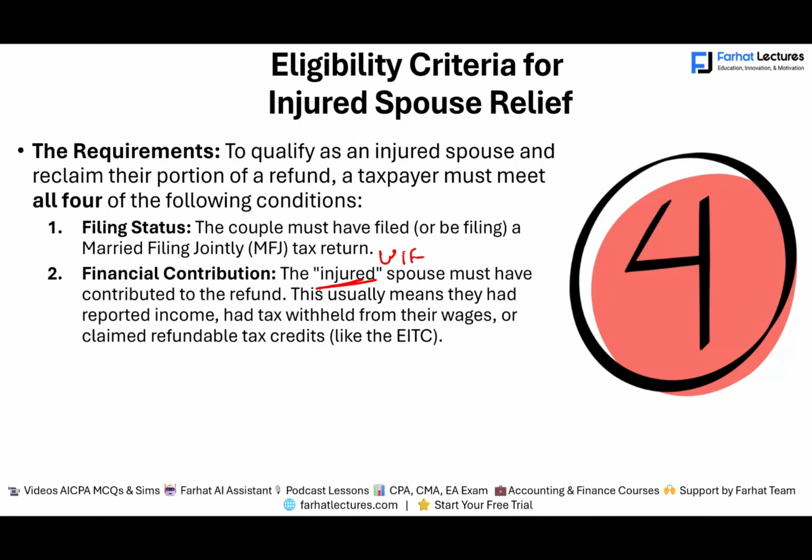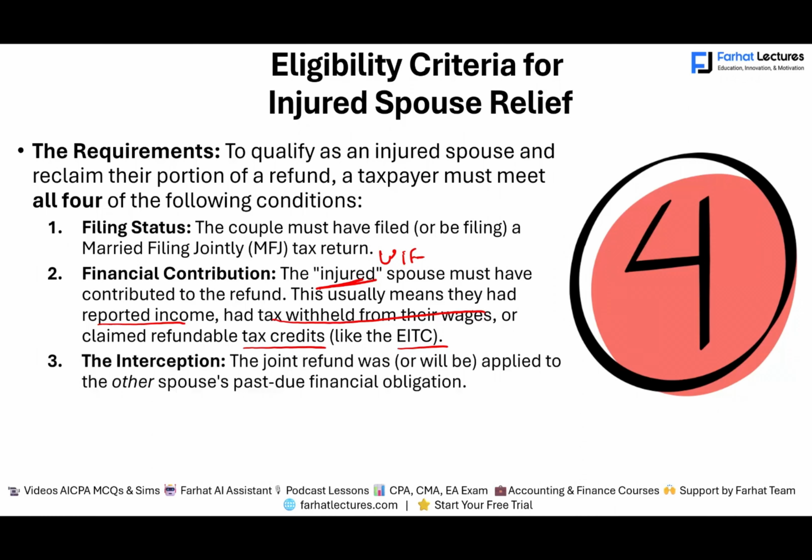Second, the injured spouse, and we're going to assume here it's the wife, must have contributed to the refund. So you cannot tell them don't take the refund unless the refund is truly yours. You qualify for that refund. This usually means that they had reported income, had tax withheld from their wages, or claimed some sort of tax credit, like the earned income tax credit, under their name. So the wife here qualified. If the wife filed separately, she would get the refund. Now she's filing with her husband, and because of that, the refund is taken.